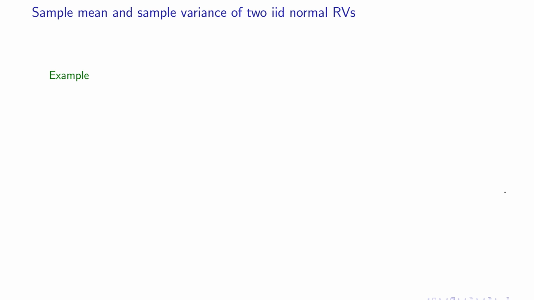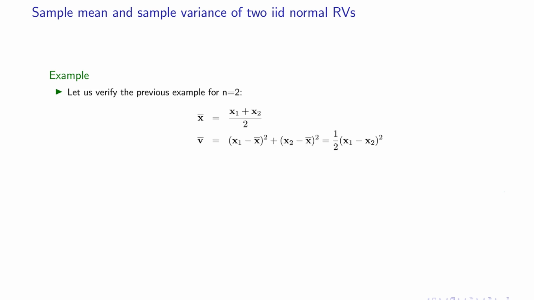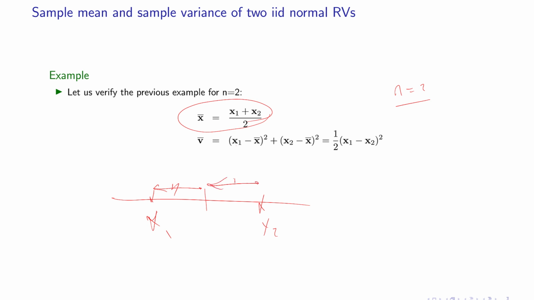So, the sample mean and sample variance of two IID random variables. If n is equal to 2, we want to see what this theorem means. If I have two random variables, the sample mean is just the middle of the 2 points. So you have two random variables, this is x1 and this is x2. The center of them is the sample mean, and the sample variance is just the deviation from the center. So this guy to the power of 2 plus this guy to the power of 2.